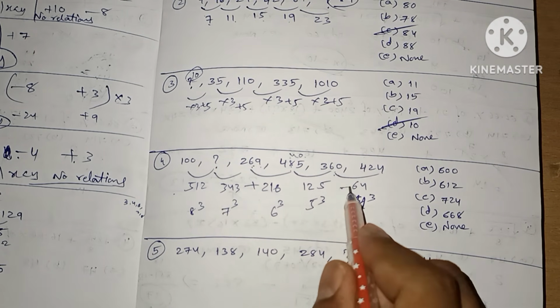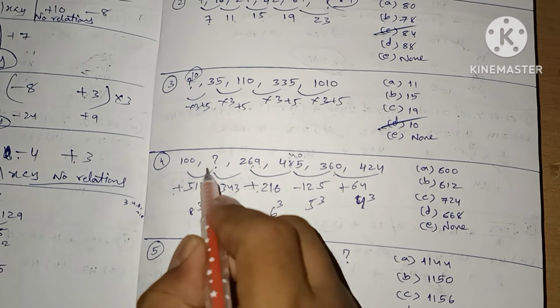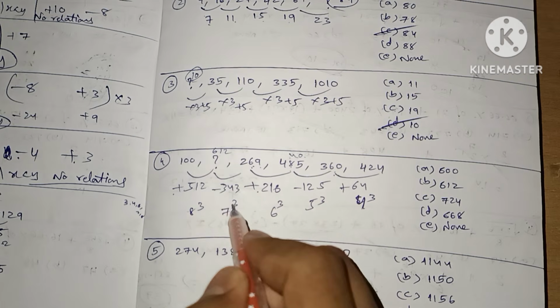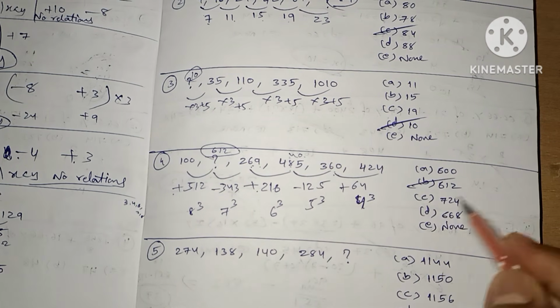This is plus, this is minus, plus, minus, plus. This will be 612. 612 minus 343, we get 269. 612 is our answer. Option B is our answer.